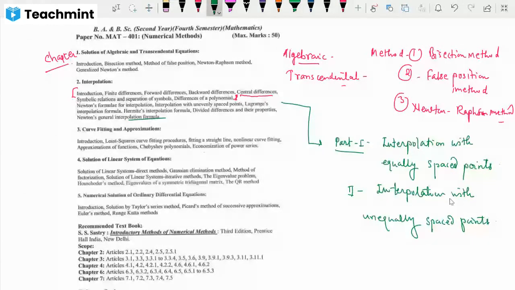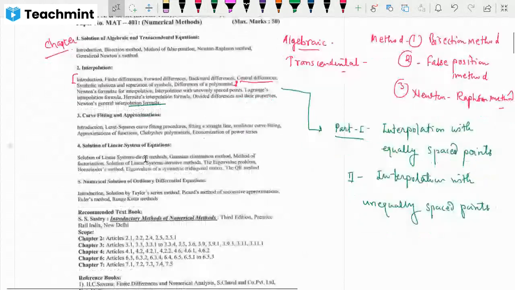So again, you can divide this chapter into parts. First part is curve fitting, that is least square curve fitting techniques or methods for fitting a straight line and nonlinear curves. After the first part, the second part will be approximation of functions, then Chebyshev polynomial and economization of power series. So this is chapter number 3, curve fitting and approximations. Curve fitting is a different thing and approximation is a different thing.